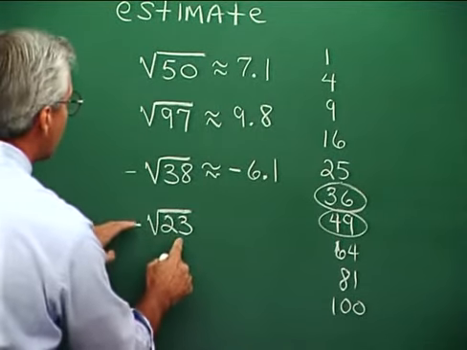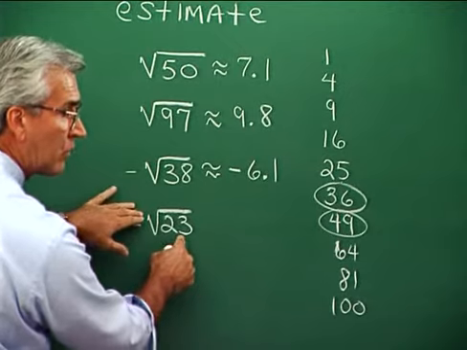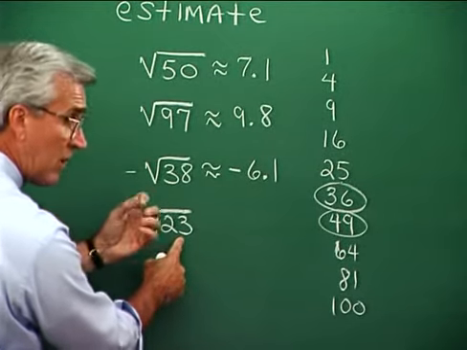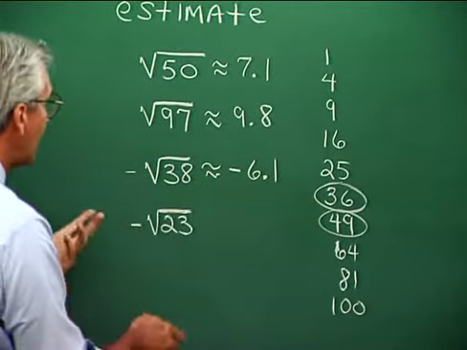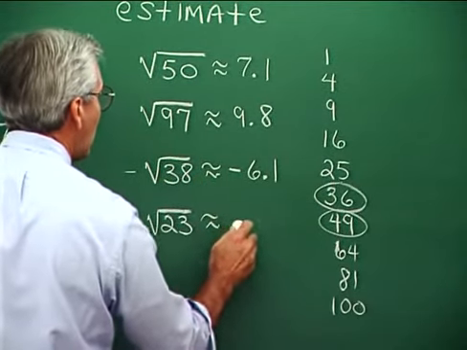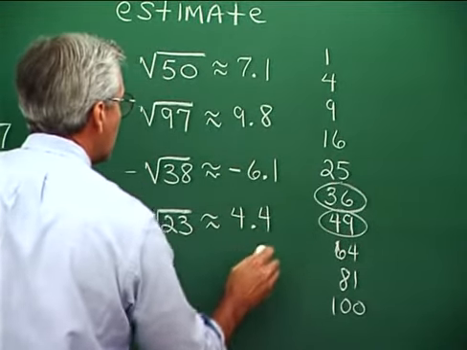Same idea here, negative square root of 23. 23 is in the neighborhood of 25. The square root of 25 is 5. 23 is a little smaller than 25, so the square root of 23 will be a little bit smaller than 5. And so this is roughly 4.8 or 4.9, something like that.